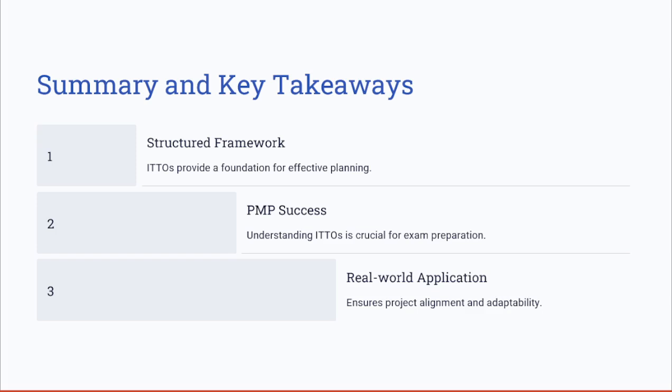To summarize our session about the key ITTOs and the key outputs involved in planning, or developing the project management plan: in summary, the ITTOs are very important for structured and effective planning. By understanding and applying the inputs, tools, and outputs of the planning processes, project managers can create comprehensive and adaptive plans. This not only ensures alignment, but also prepares you for success in your PMP exam by mastering the ITTO-based questions.